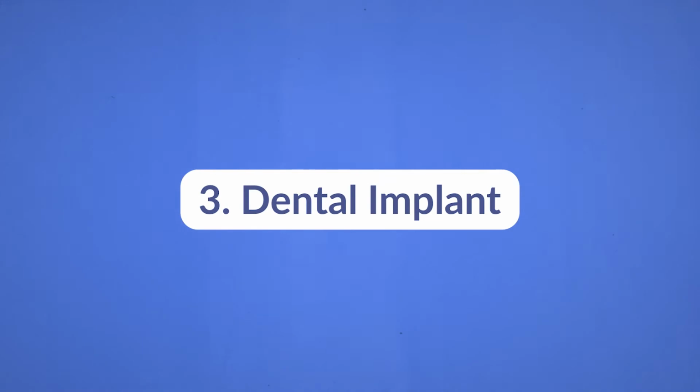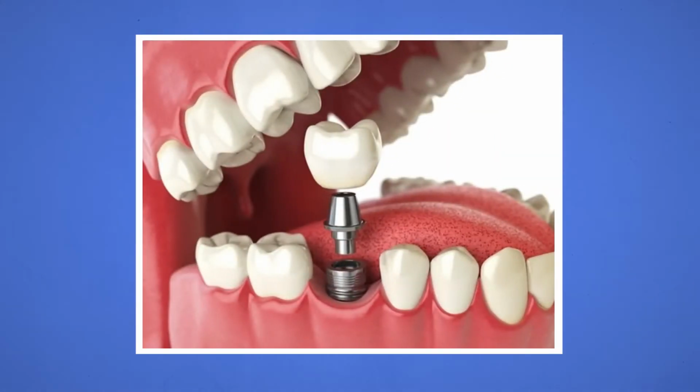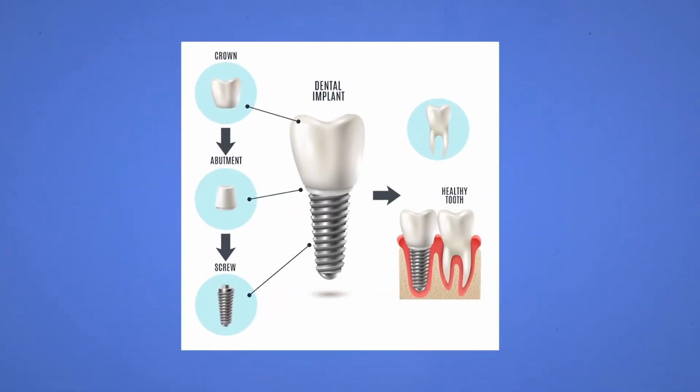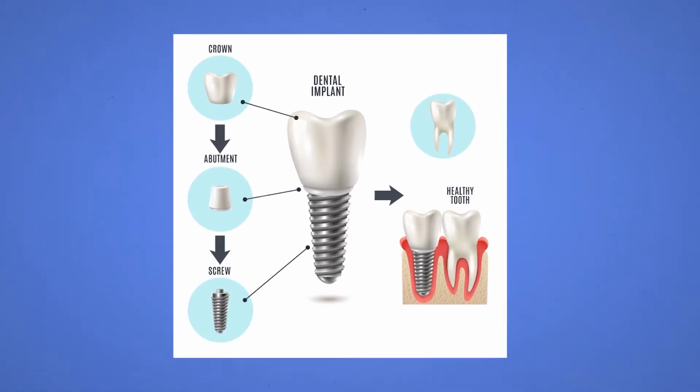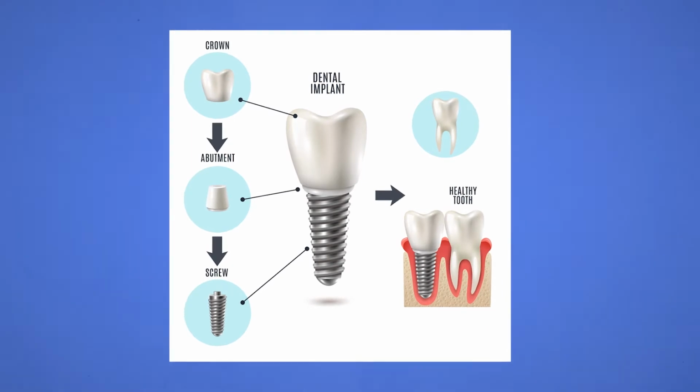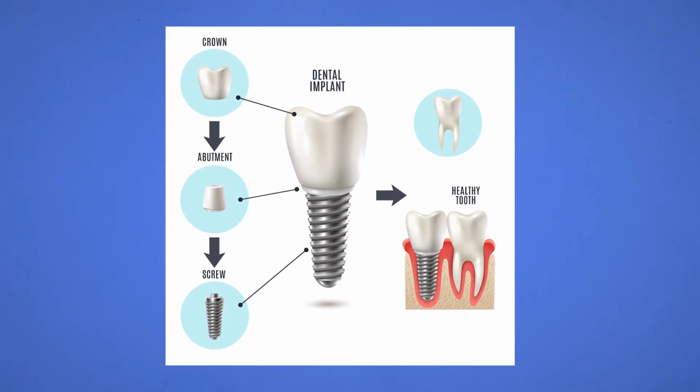The third restorative option for an edentulous space is a dental implant. Dental implants are titanium fixtures that replace the root of the tooth. It comes in 2 components, the implant itself and the white crown that is inserted over top of the implant. The implant is surgically placed into the jawbone and, like a bridge, permanently stays in the mouth.